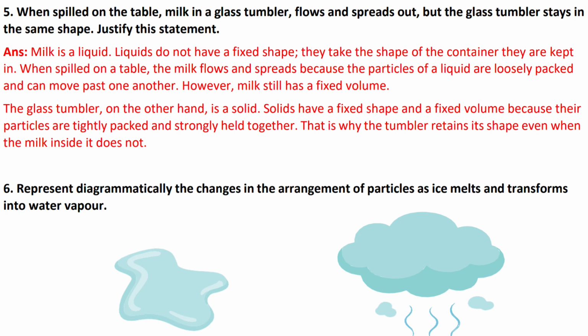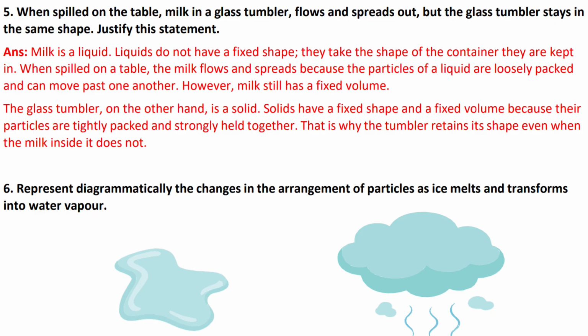Question number 5. When spilled on the table, milk in a glass tumbler flows and spreads out, but the glass tumbler stays in the same shape. Justify this statement. Answer. Milk is a liquid. Liquids do not have a fixed shape, they take the shape of the container they are kept in. When spilled on a table, the milk flows and spreads because the particles of a liquid are loosely packed and can move past one another. However, milk still has a fixed volume.